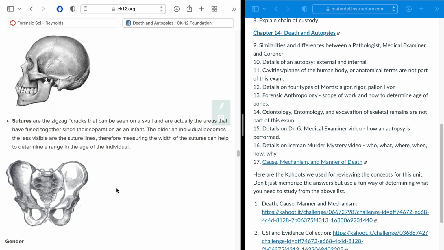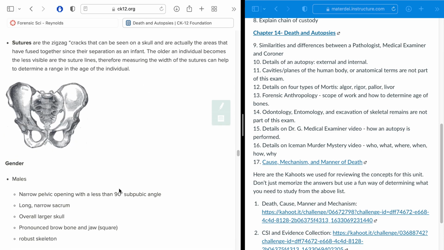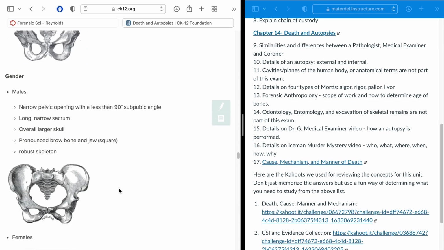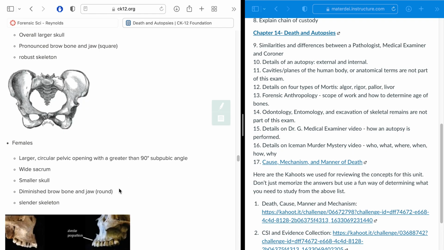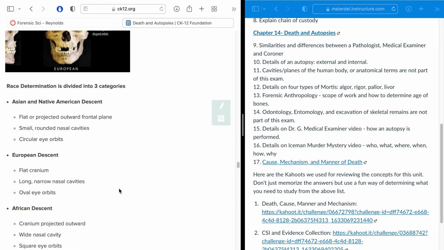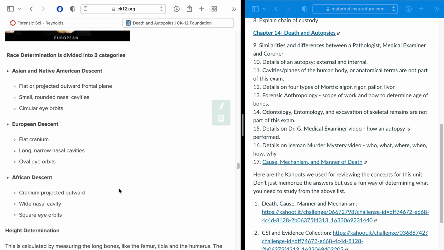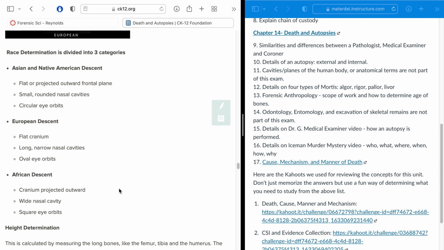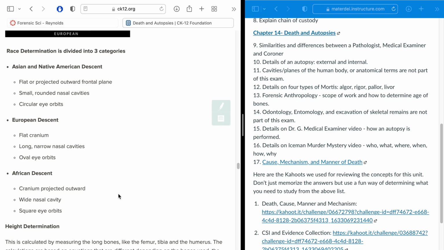So some of the pictures I was talking about, the sutures are where bones are growing together. That's where they touch, and that's the point of the end of the bone growth. So they kind of study that. A little bit more about the different gender and using the bones for that. Race can be determined in 3 categories: Asia and Native American, European, and African have slightly different skulls.